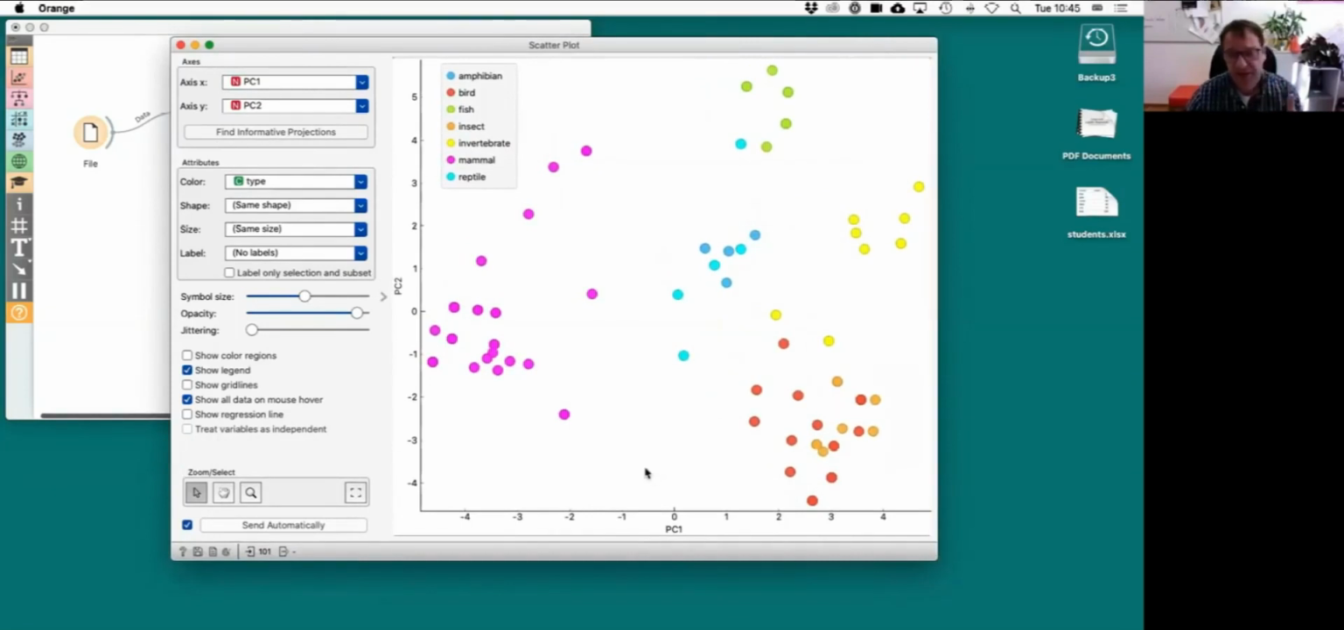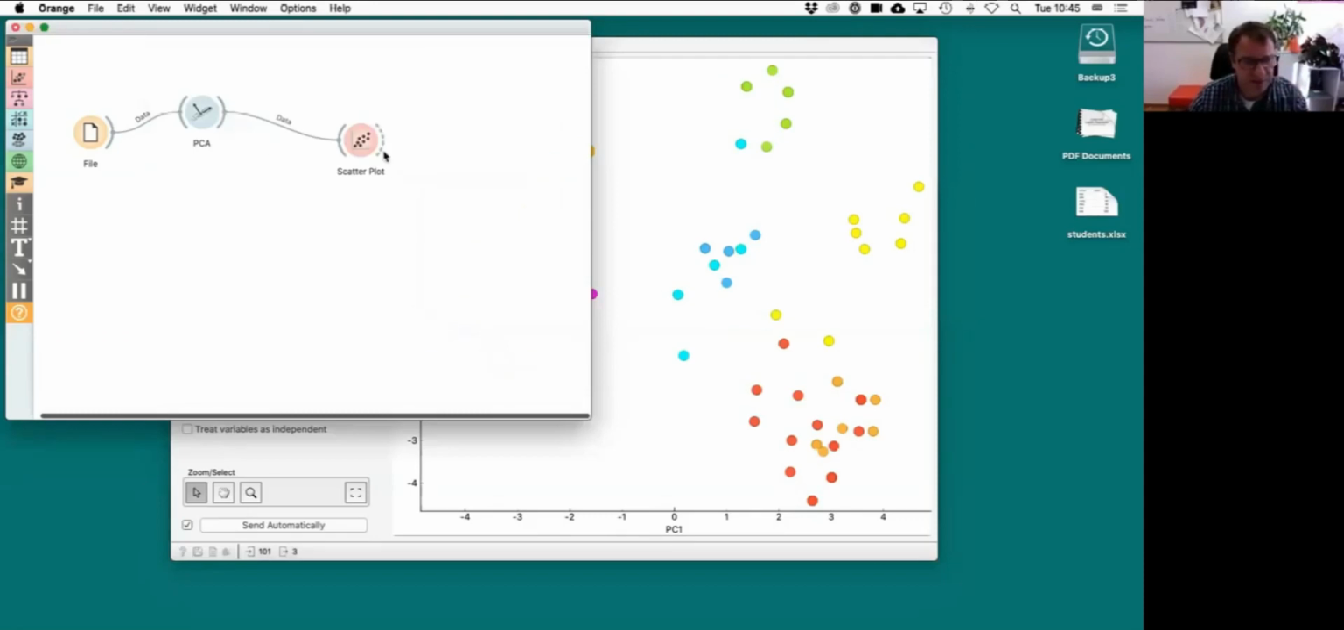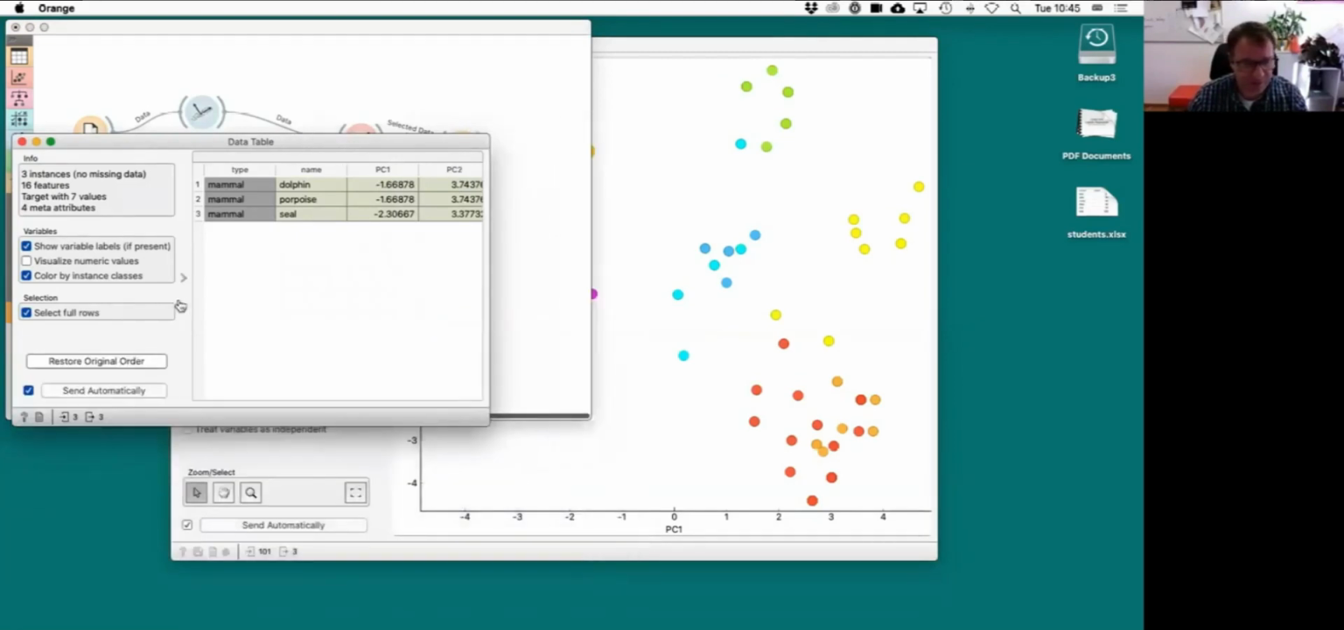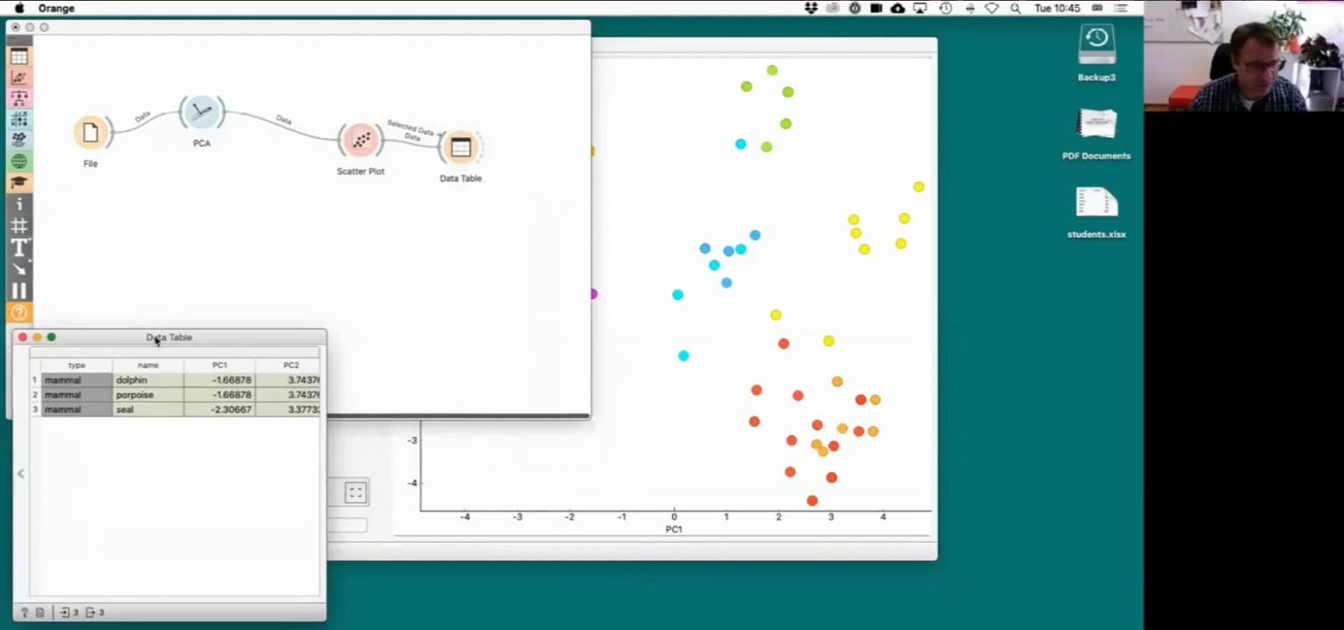And I like this figure a lot because it tells me about the relations between different types of animals. There are mammals, and here are fish. I see that some of these mammals are kind of closer to the fish than the other mammals. So let me see how close they are. What are these? Oh, dolphin, porpoise, seal. So basically the fishy mammals.